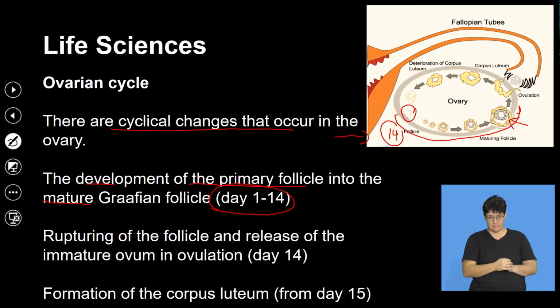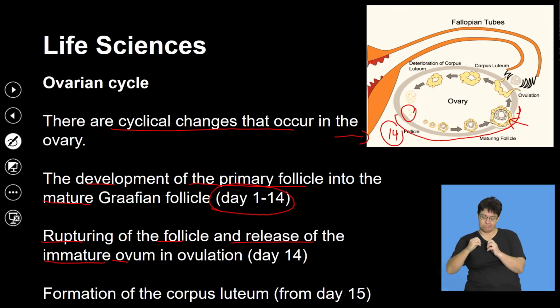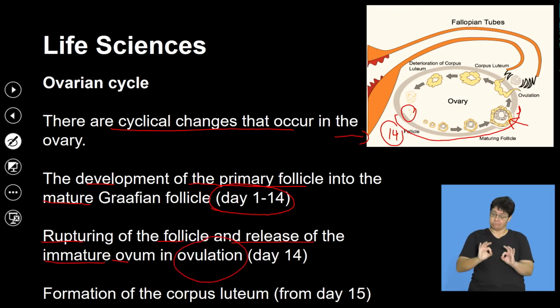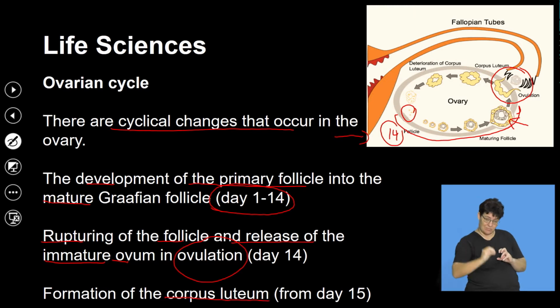At the end of the 14 days, or towards the midpoint of the cycle, the rupturing of the follicle and the release of an immature ovum is called ovulation. And this we see as indicated in the diagram here. We know that after the follicle has been released and the oocyte has left the ovary, that Graafian follicle is now called the corpus luteum.